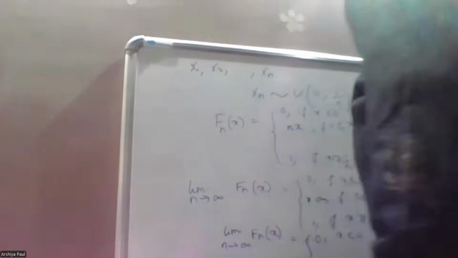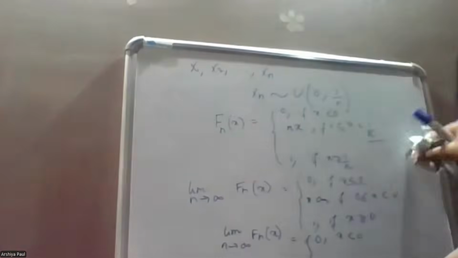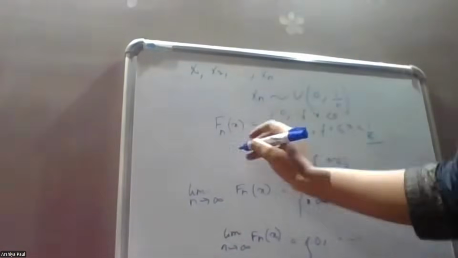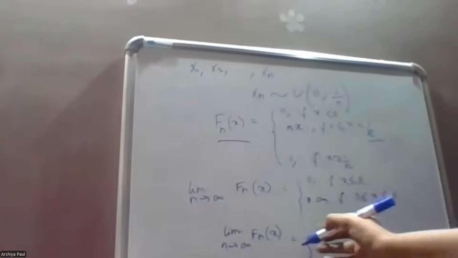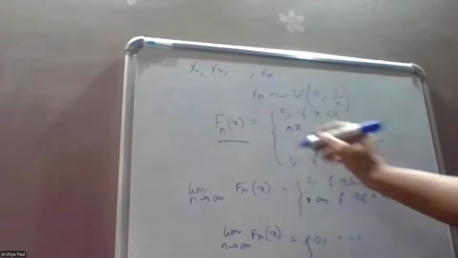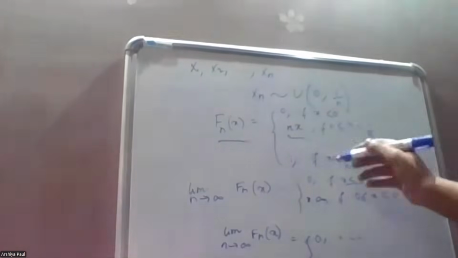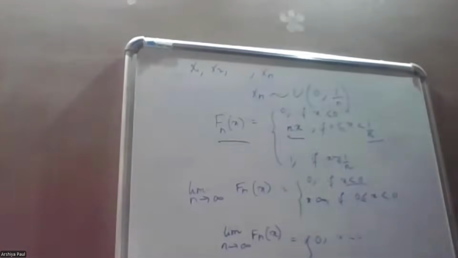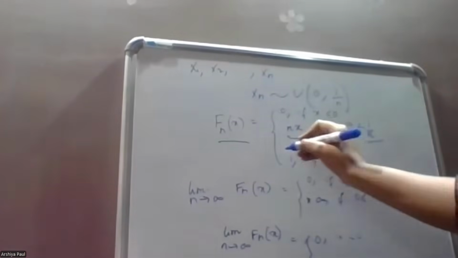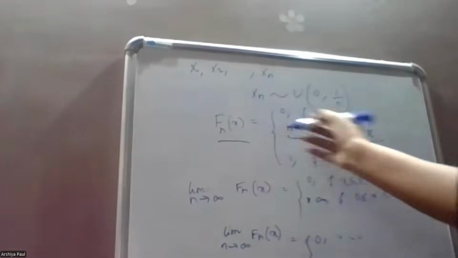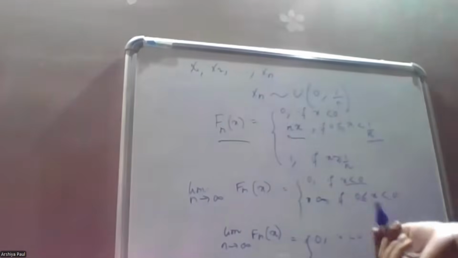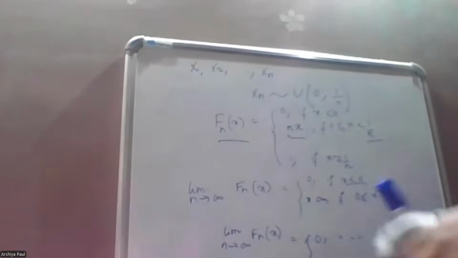Hello? Yes, just a minute. It's not the right one though. I mean, this is the CDF of F_n(x). It is 0 when x is less than 0, and it's nx if 0 is less than x is less than 1 by n. Okay, so when I take the limit, it will be infinity. But check the range also. Change the range of x also.